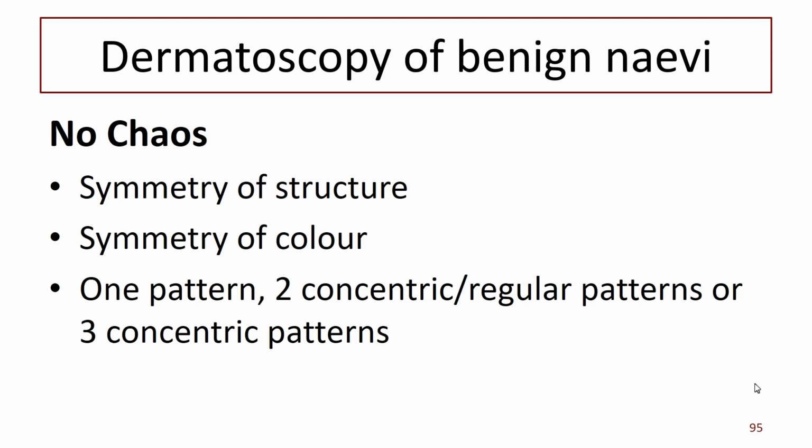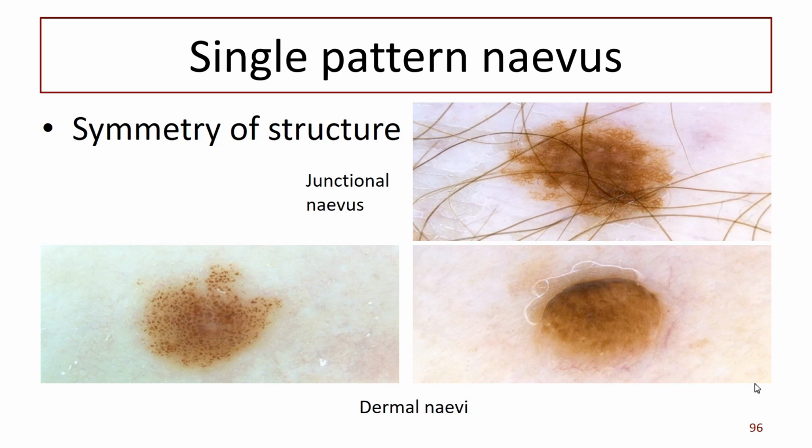So when we look at the dermoscopy of benign nevi, they're symmetrical in structure and colour, and if they have more than one pattern, then there's symmetry. And if you've got 3 patterns, it has to be concentric, otherwise it's not symmetrical. So that symmetry in structure can be due to reticular pattern, clod pattern, or structureless. The junctional nevus is a reticular pattern, and the dermal nevus is either this clod pattern or structureless, but you can actually have a structureless junctional type as well.